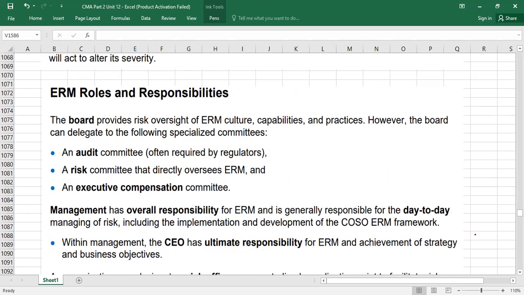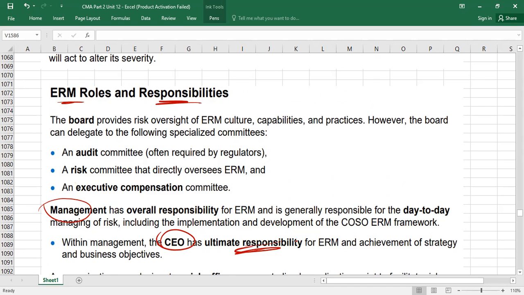Then guys, I told you this point at the start because now we are talking about ERM roles and responsibilities. So who is responsible? Management has overall responsibility for day-to-day operations. Obviously, if they have overall responsibility for day-to-day operations, they are also responsible to manage the day-to-day risk. They are also responsible for implementing and developing the COSO framework. Management means the CEO. The CEO is ultimately responsible to manage the risk, right? But the CEO is not alone.